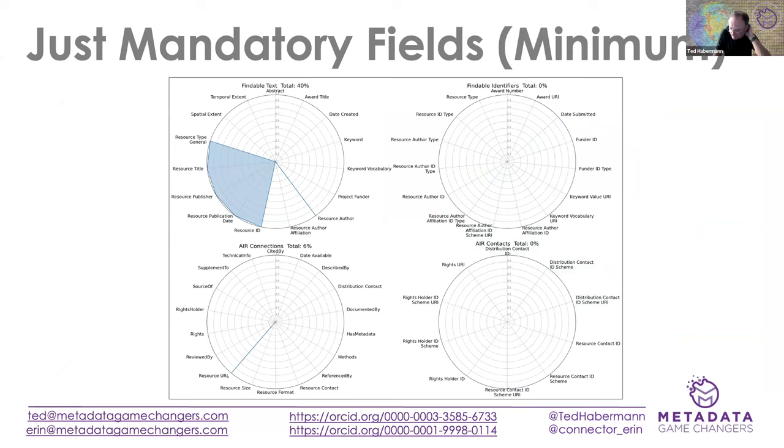So we've talked a little bit about the mandatory fields, and we know that they're everywhere. And so this is those four use cases with text identifiers, connections, and contacts. So Fs are on the top and errors are on the bottom. Most of the required fields are in the text area. So you see a lot of blue and a lot of complete things there. We know that these are complete. And when you look at the whole total of everything, you end up with 12%.